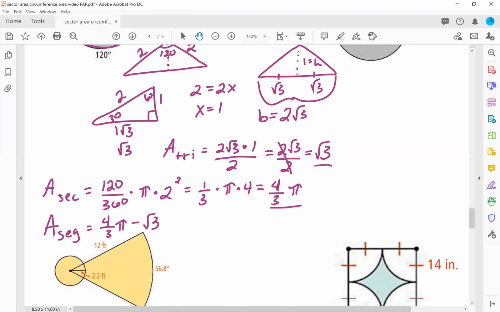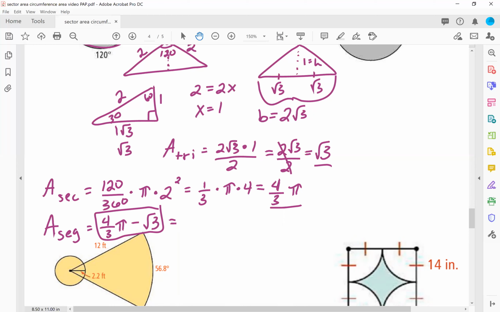Okay, and if I wanted exact, I'd leave it like this. If I want the exact answer, I have to leave it like that. I know it looks ugly and weird, but that is the exact answer. But a lot of times on this, we want it rounded to the nearest 10th.